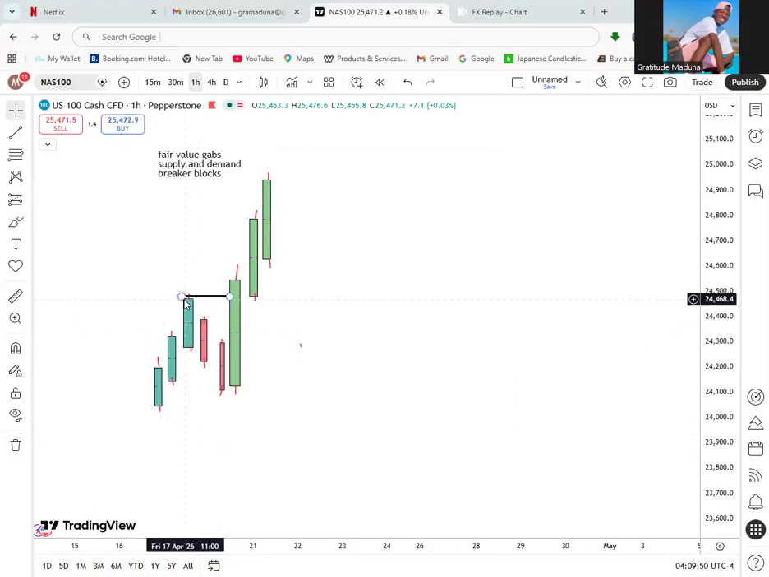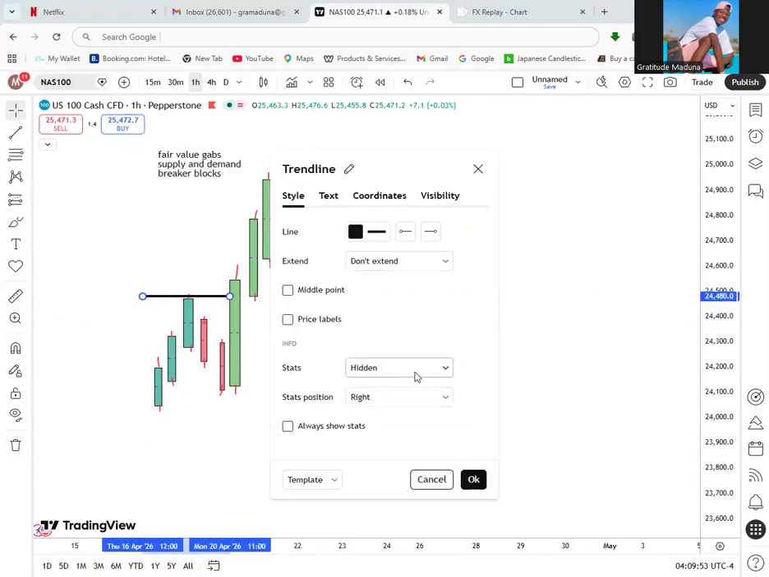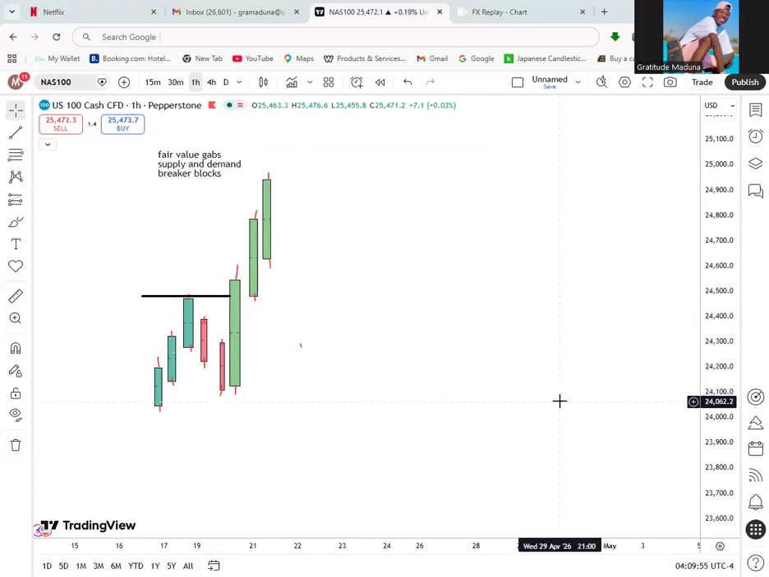Broken structure to the upside. So before I explain each and every one of them, I'm going to explain how to spot a fair value gap and how to spot the supply and demand. I'm going to start with the fair value gap. A fair value gap is a gap between price.